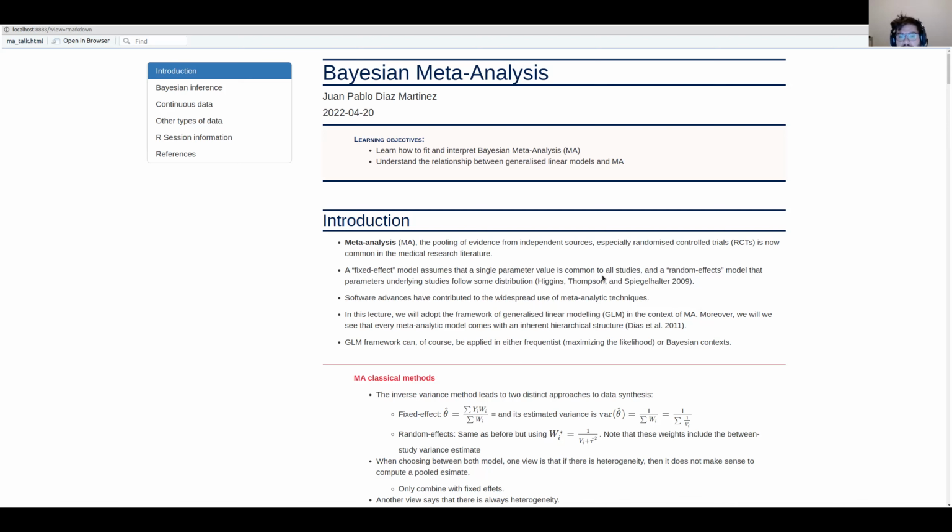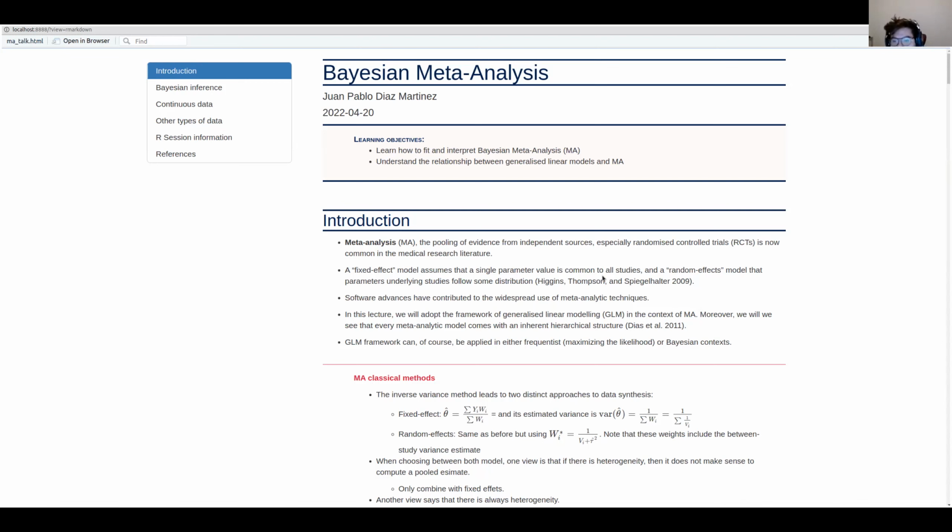Most of you know, and if you don't, the idea behind meta-analysis is to pool all the evidence from independent sources. Traditionally, this has been done using only RCTs, randomized controlled trials, which are one of the best evidence we can find in healthcare research, because confounding is, I wouldn't say removed, but minimized. But in the last 5 years there are new methods for meta-analysis in the context of observational studies.